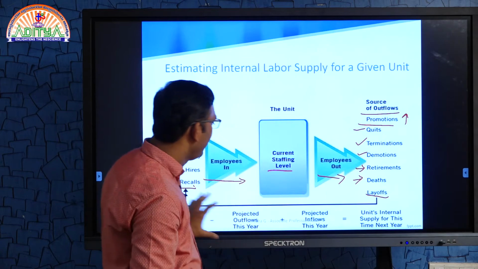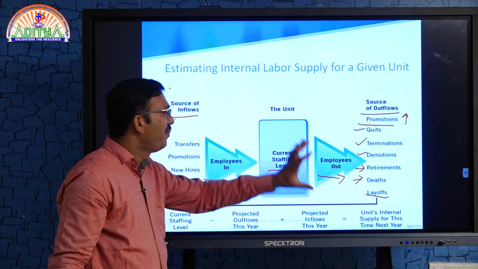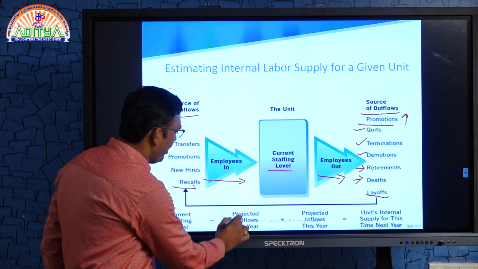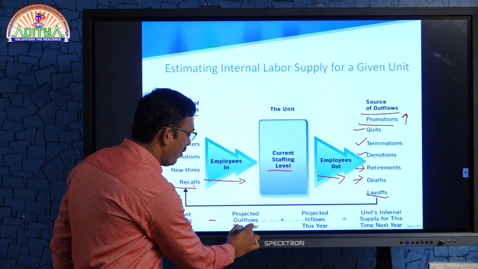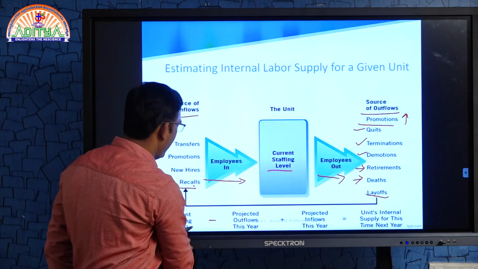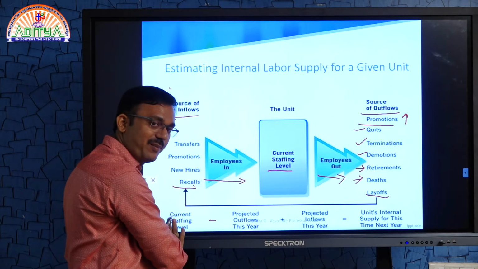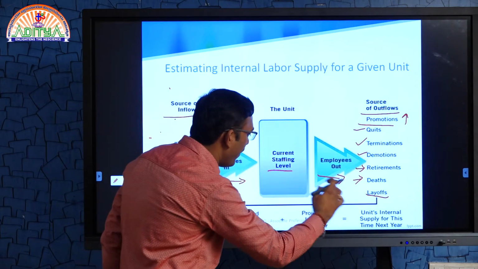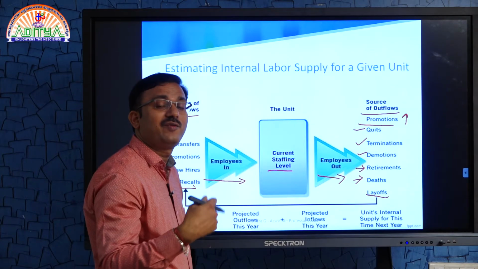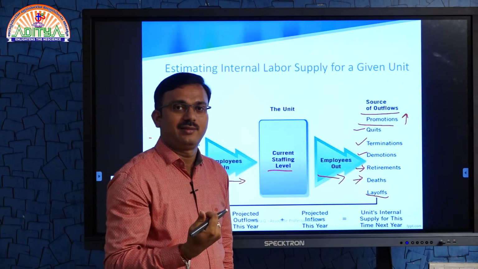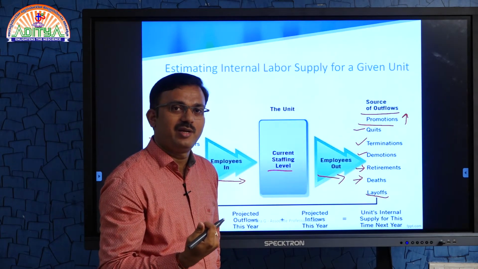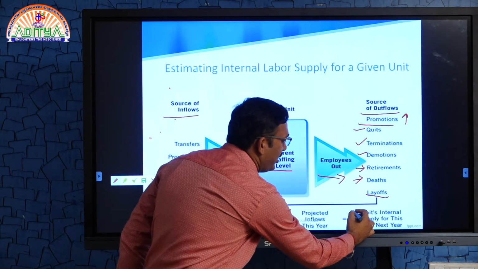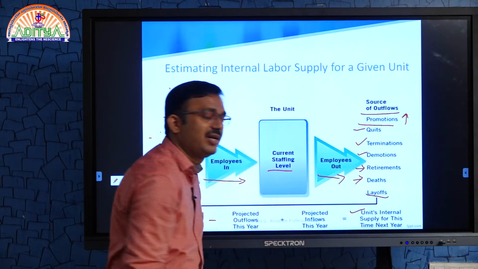Now we can see the estimate by knowing all these internal labor supply factors. Current staffing level minus projected outflow for this year. Current staffing means how many employees are there at present and how many employees are leaving, plus how many we are going to require. Based on that, we estimate the unit's internal supply for the next year.